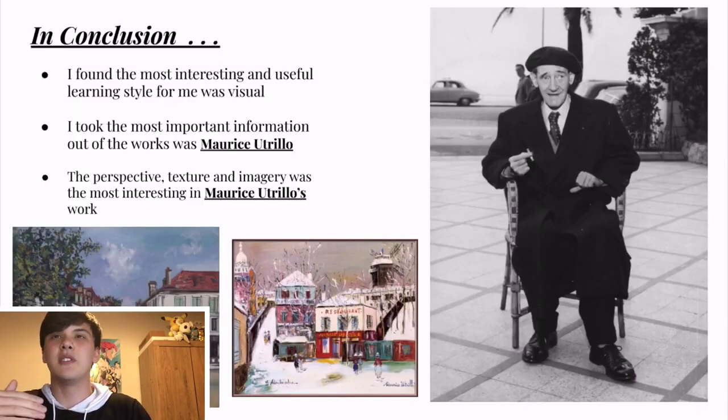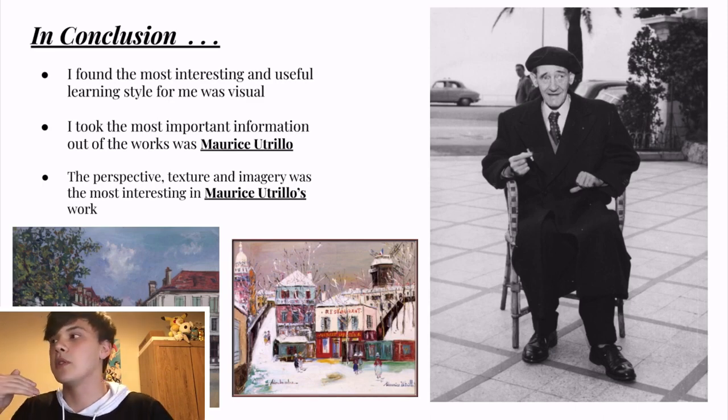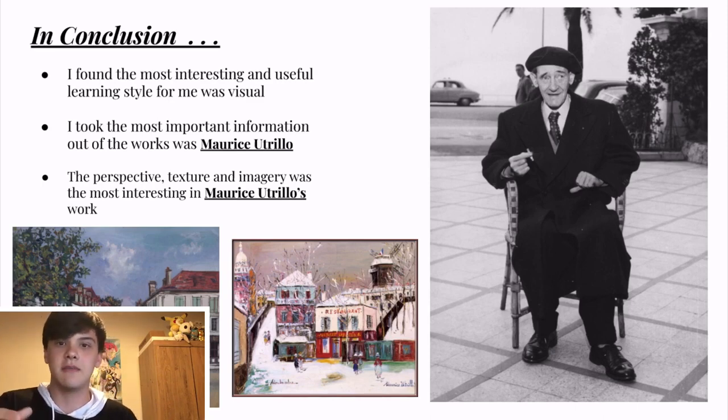I think Maurice Utrillo's work was the most useful to me, usually just because of visual work. I think that learning style was the best for me. The textural works that he had done in his paintings were the most interesting and intriguing when it comes to learning styles. I'd like to answer any questions that there are.